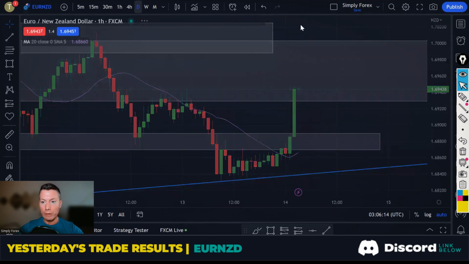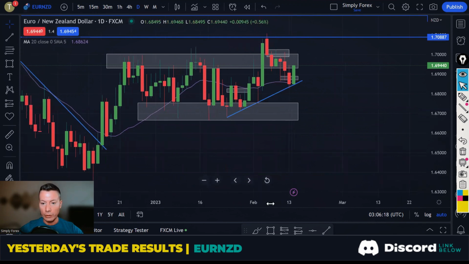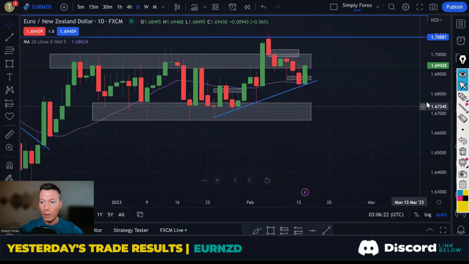Right, the third trade idea from yesterday was this. Euro against the New Zealand dollar. All right, guys, and we were looking for buys. Why were we looking for buys? Let me tell you. So we were in an uptrend. And then this uptrend found a range.